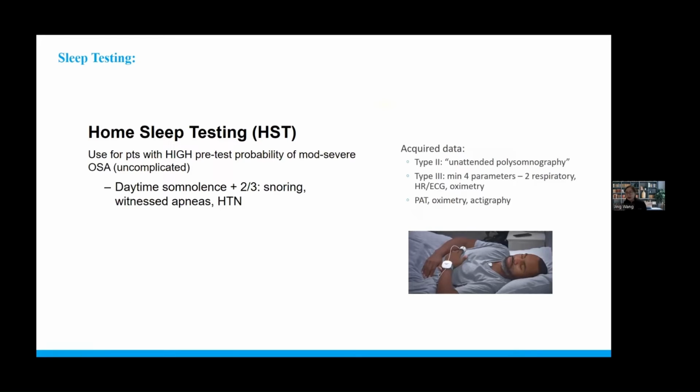Okay, so that contrasts with home sleep testing, which is really geared, again, toward identifying purely obstructive sleep apnea only in patients who have a high pretest probability. So if we think the patient has a high probability of having moderate to severe OSA, and the different societies have defined that as people who have daytime somnolence and at least 2 out of the 3 symptoms of snoring, witnessed apneas, or hypertension, who do not have the other major comorbidities, someone without heart failure, without severe COPD, et cetera.